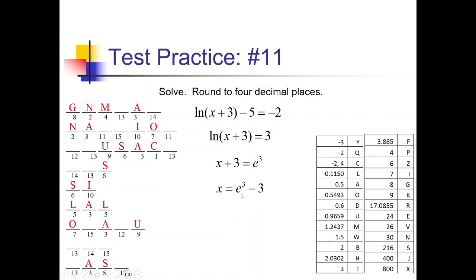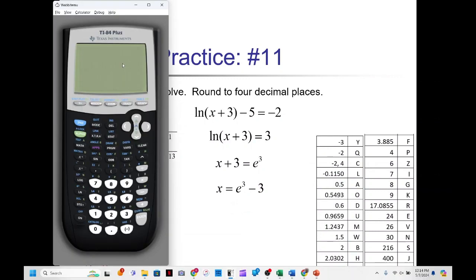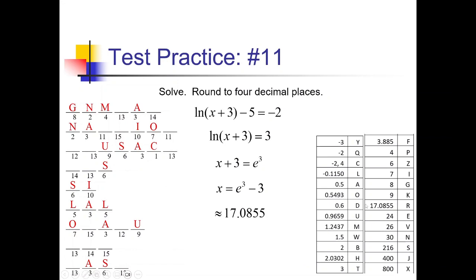And let me just put that in my calculator to get the exact value, or at least a decimal approximation. So on the calculator, to do e to a power, I'm just going to do second ln, and I'll put a 3 in there. Arrow over to get out of exponent land, subtract 3. That's going to be 17.0855. And that's right here, kind of hard to miss. That's an r. So we got an r going in the 11 right here, and also right here. Any other 11s? Nope. On to number 12.